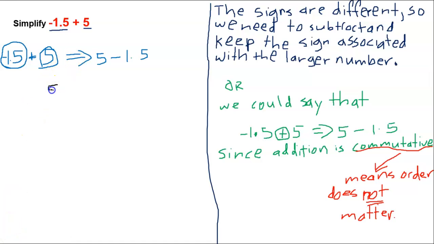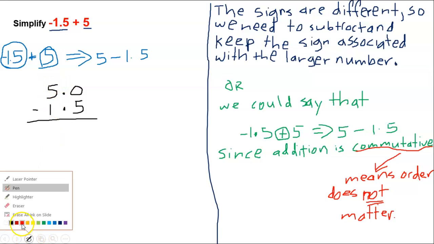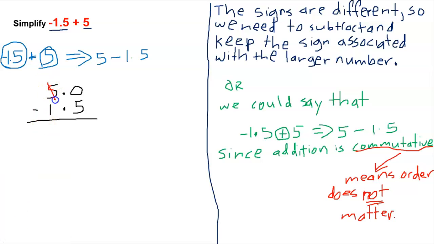Let's work out what that is equal to. Okay, 5 is the same as 5.0, minus 1.5. By now you should be able to work with decimals. You cannot get 5 from 0, so you borrow 1 from the other 5. So you borrow 1 from this 5, it becomes 4. You take that 1, you put it here, so you get 10.